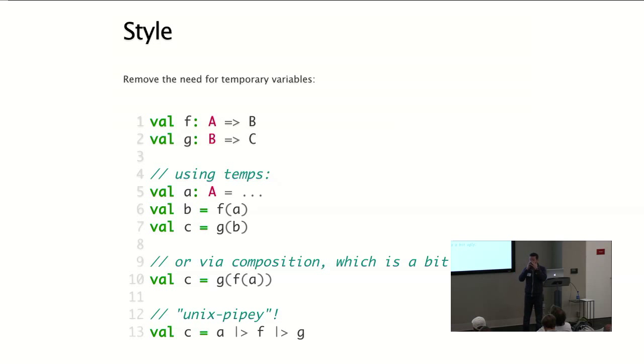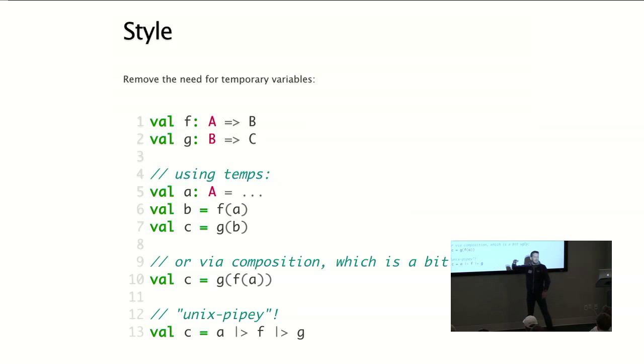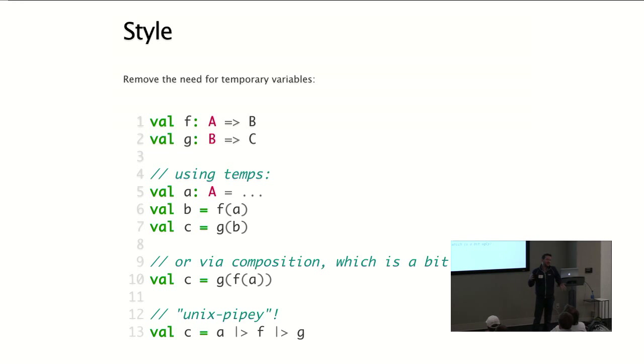One example is temporary variables. You have a function f that takes an A to a B, and a function g that takes a B to a C, and then you have a value a, and you plug it into f, and then into g, and you get a C back out. You could make a bunch of vals, and people might justify that: well, I might want to log b, so I'll break out this computation in multiple steps. But usually it's never really done. You don't end up doing it that way.